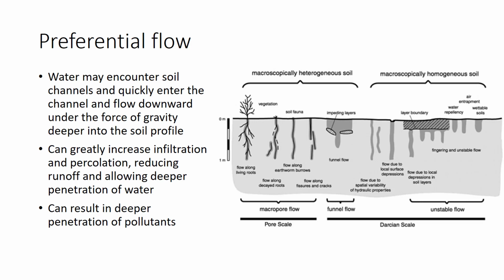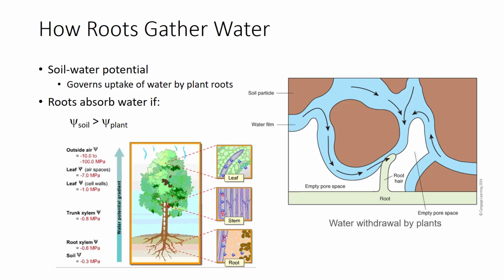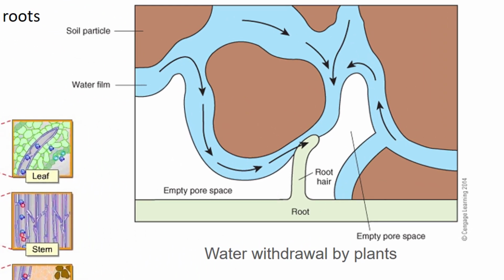Uptake of water by plant roots is also governed by soil water potential. If water potential inside a root is lower than the surrounding soil water potential, then water flows into the root across the cell membrane.